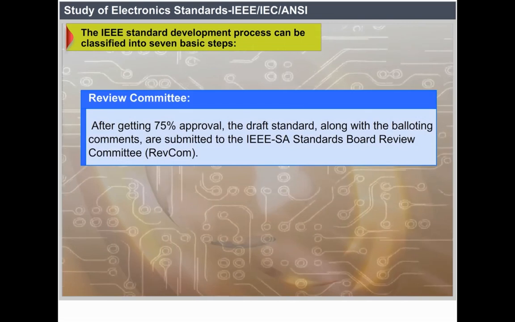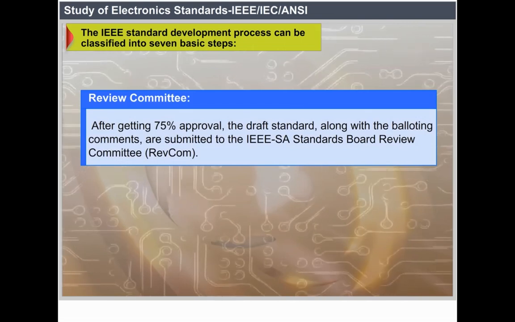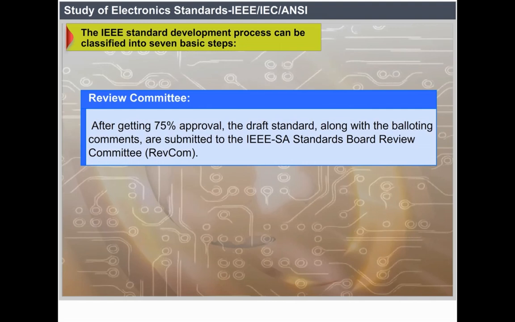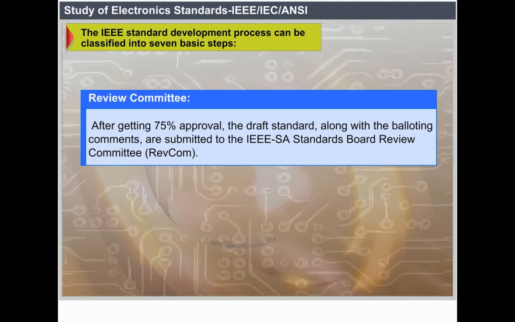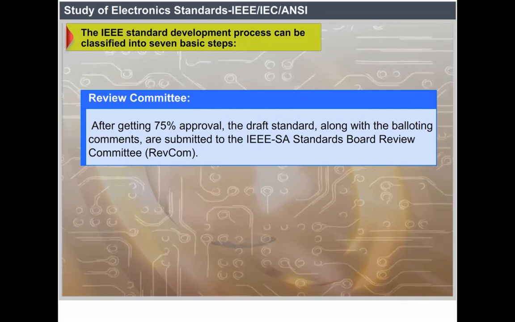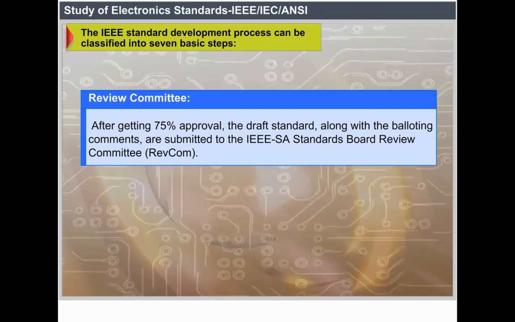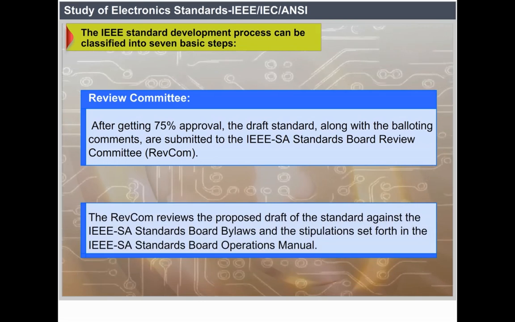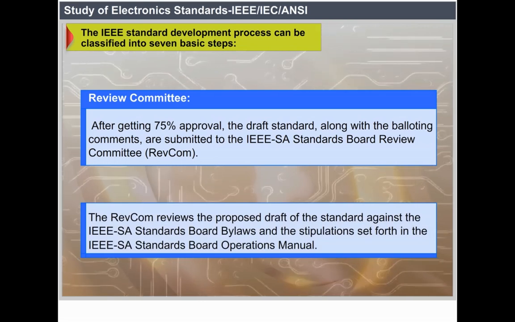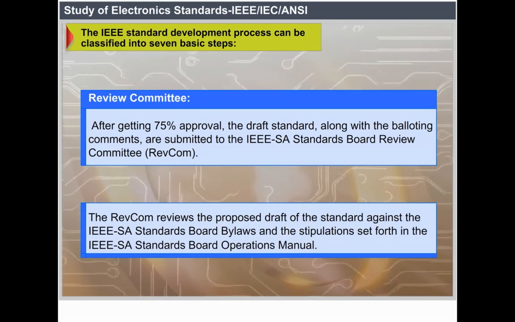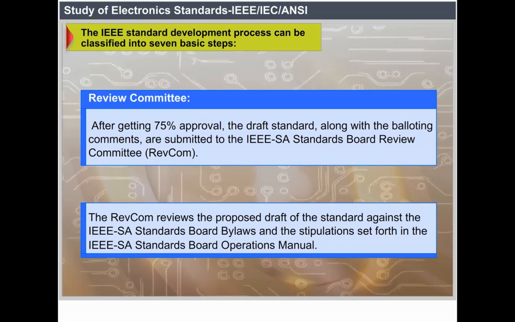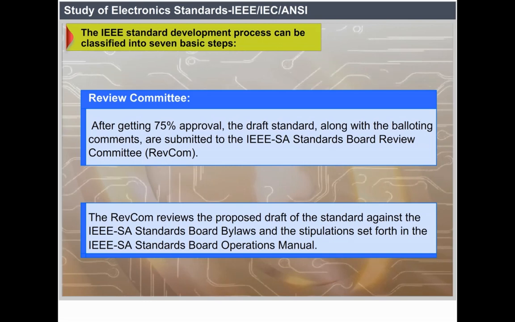Review Committee. After getting 75% approval, the draft standard along with the balloting comments are submitted to the IEEE SA Standards Board Review Committee (RevCom). The RevCom reviews the proposed draft of the standard against the IEEE SA Standards Board bylaws and the stipulations set forth in the IEEE SA Standards Board Operations Manual.